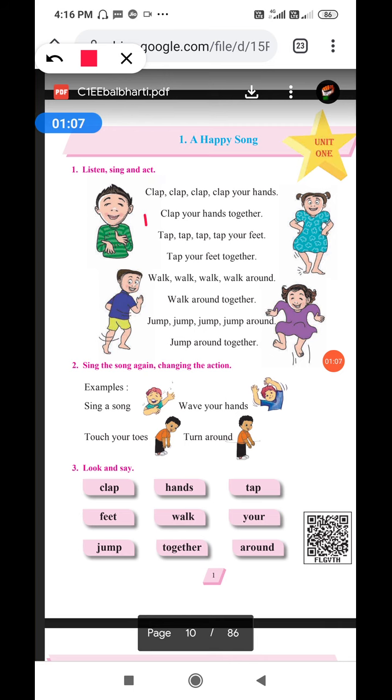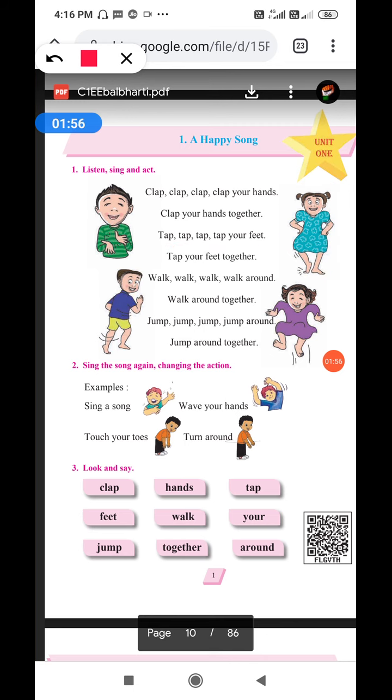So you can see here, what is this boy doing here? He is smiling and he is clapping. Yes, he is happy. So clap, clap, clap, clap your hands, clap your hands together. Okay, student, what is this girl doing here? Look at her face. She is smiling and she is tapping. Means hum jo khade rehte aur floor pe tap karte rehte na apne feet se. So that is the meaning of tap. So tap, tap, tap, tap your feet, tap your feet together.